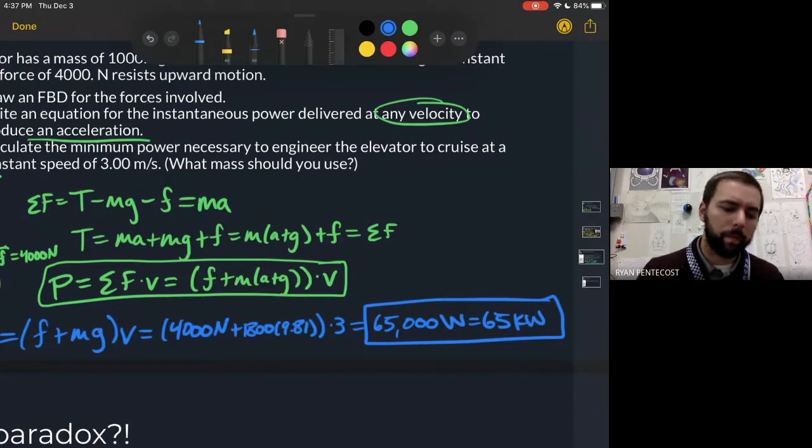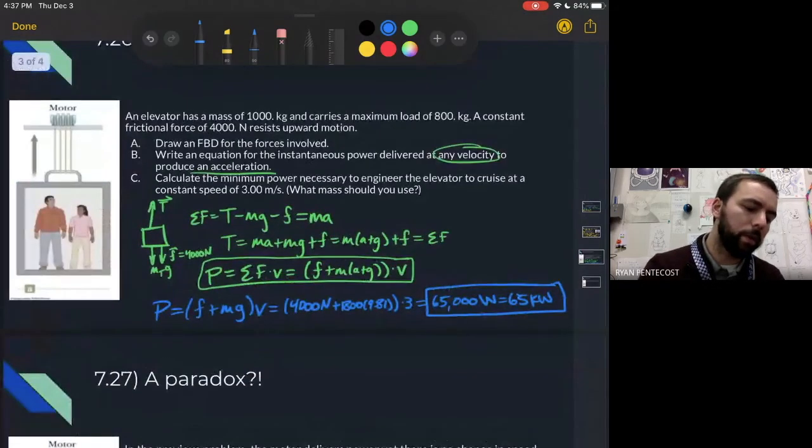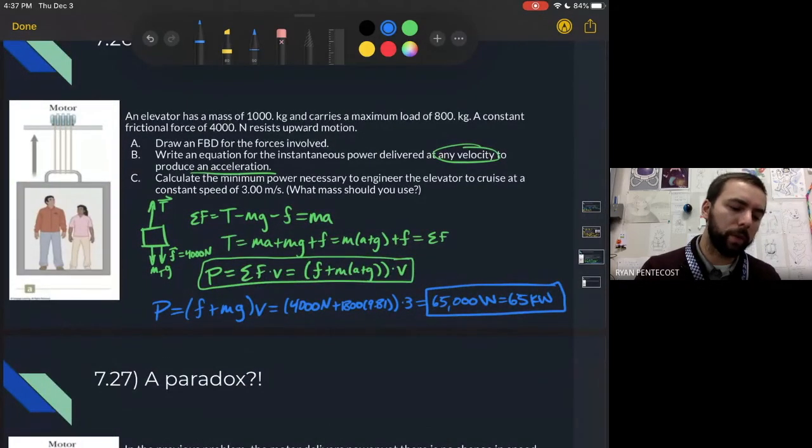Now, we were able to use the information from a free body diagram to find the instantaneous power if we were given the velocity it was traveling, right? We need acceleration and velocity. Here there was no acceleration, but there was velocity. So we were able to say that there was some power keeping it at that constant speed.